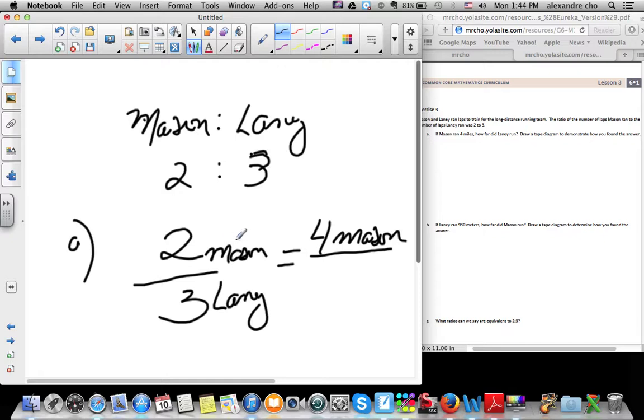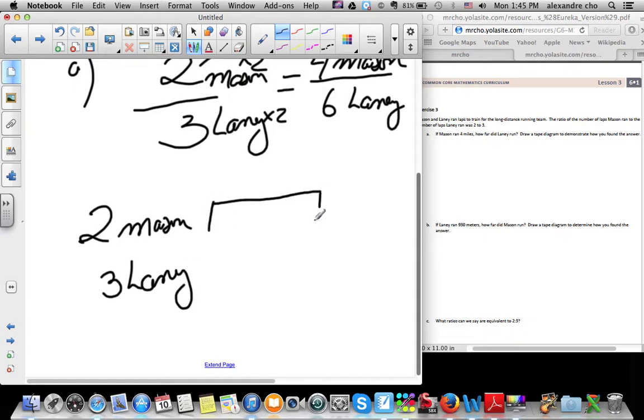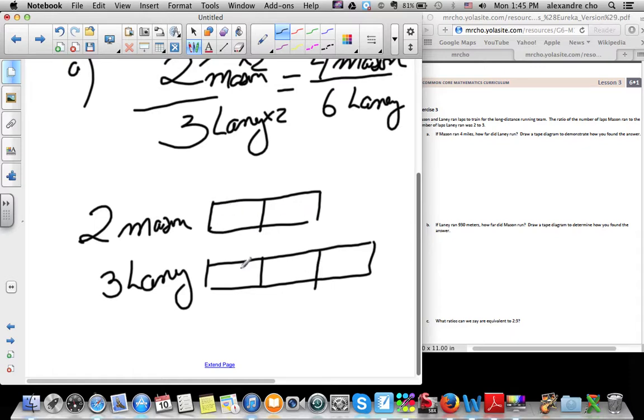Ooh. Well, you know what? Although I didn't read the question, it says create a tape diagram. So I'll do a tape diagram in a second. But here, times 2 would give you 6 for Lanny. Okay, although it didn't ask you to do a proportion, it asked you for a tape diagram. So let's do a tape diagram. Mason is 2, Lanny is 3. Let's see if you remember how to do a tape diagram. For Mason, you would draw 2 boxes, and for Lanny, you would draw 3 boxes. That's 1, 2, and Lanny 1, 2, 3. So there's your ratio, 2 to 3.